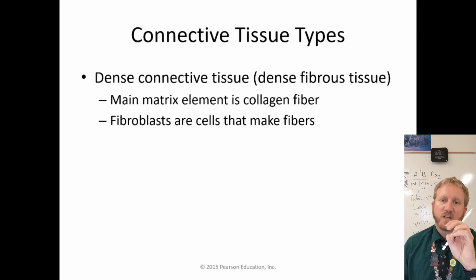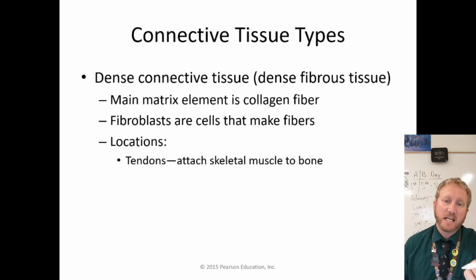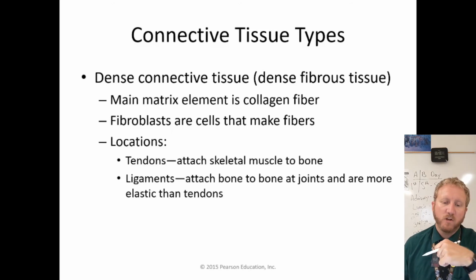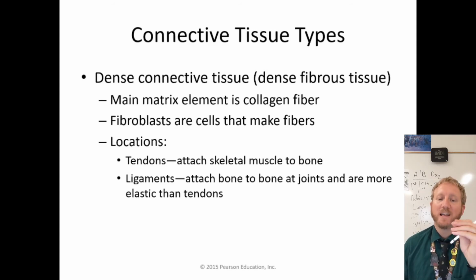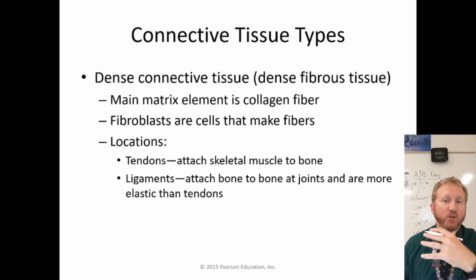Your dense connective tissue is going to be found in your tendons. Tendons attach muscle to bone. Your ligaments hold bones together to create joints. Those are more elastic than ligaments. You can also, it's easier to tear ligaments than it is tendons also.